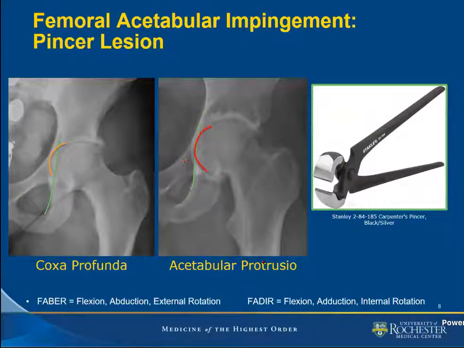So you'll notice that in both cases, where we have a deep hip socket and an even deeper hip socket, the lateral center edge angle is markedly abnormal, and we have over coverage of the femoral head by the acetabulum. So this concept of a pincer impingement is easier to understand.